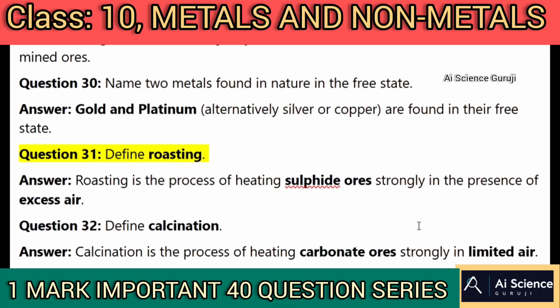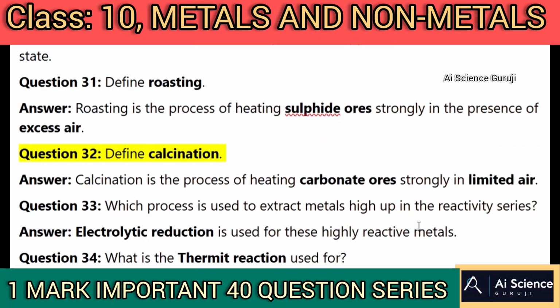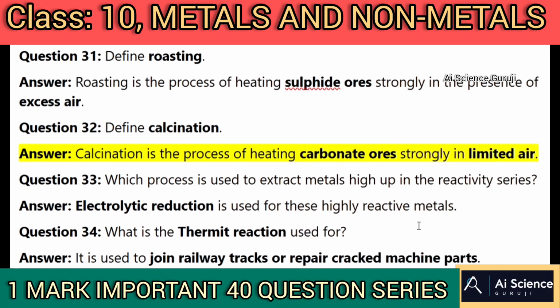Question 31. Define roasting. Answer. Roasting is the process of heating sulfide ores strongly in the presence of excess air. Question 32. Define calcination. Answer. Calcination is the process of heating carbonate ores strongly in limited air.